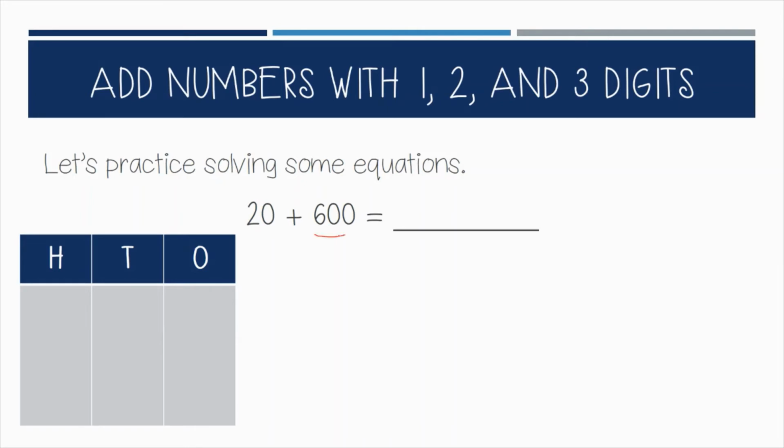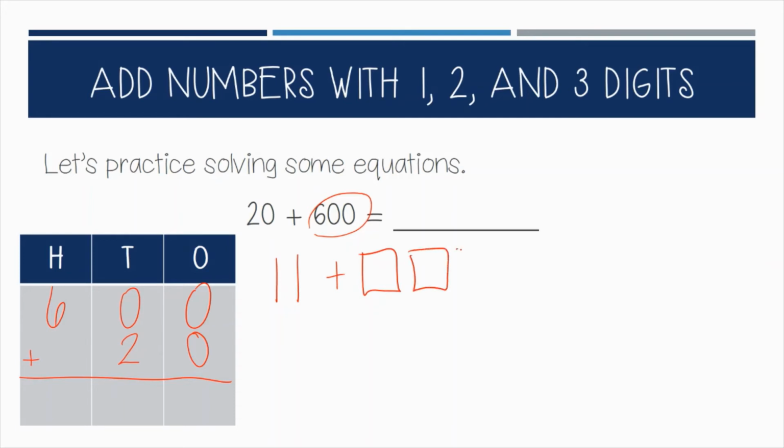So I'm going to take my 600 and write that one first so that I have the 3-digit number on the top. And then I'm going to write my 20. So my 2 goes in the tens, a 0 in the ones, and now I can draw my picture. So I have 20 plus 600.